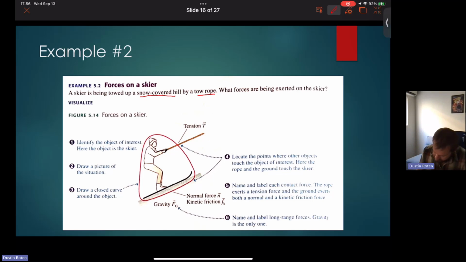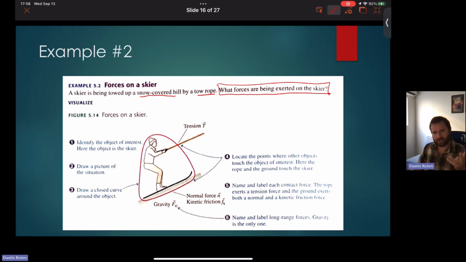Okay, so here's a question. The question is simply, what forces are being exerted on the skier? Same process again. Identify the object of interest. Well, we identified the skier. We draw a picture. That's a nice picture, better than I could ever draw, straight from the textbook. Okay, third, we draw our closed curve. I'm calling it a circle, even though it's not mathematically a circle. So we've drawn our circle.